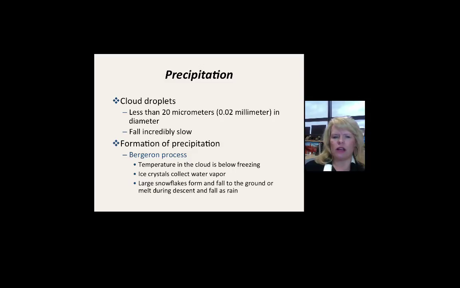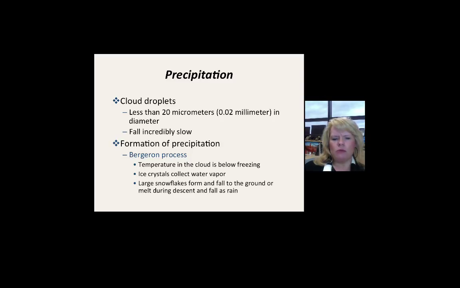And then you get things like cloud droplets, and that's important because not all storm systems will produce rain. But if you get a cloud droplet less than 20 micrometers, that's 0.02 millimeters in diameter, they fall incredibly slowly, and that would be a nice, slow, gentle rain if you were to have those kinds of cloud droplets.